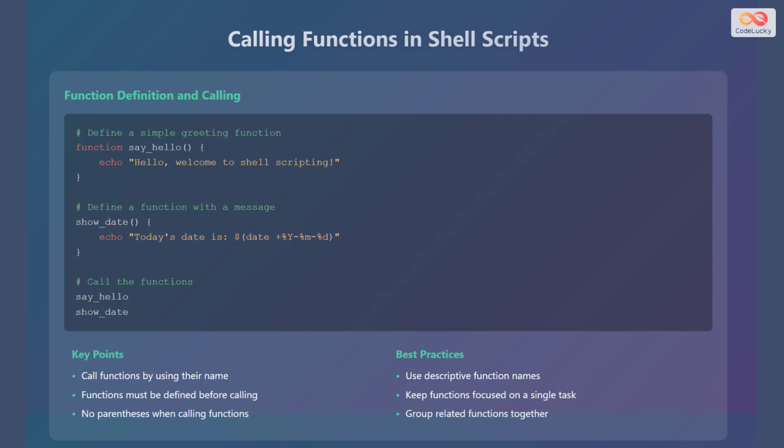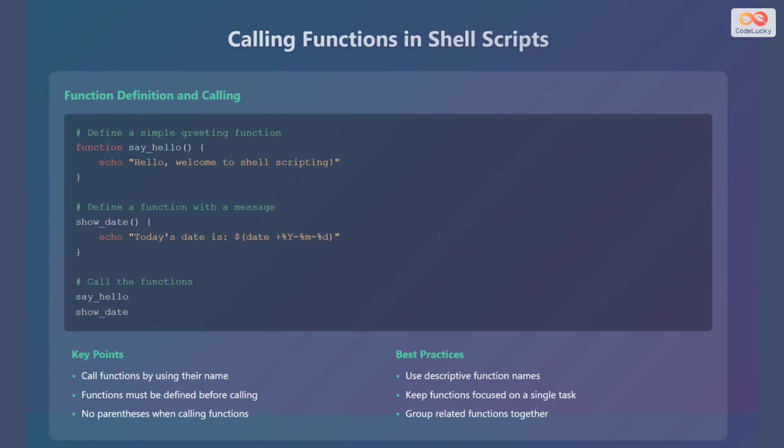Now let's call the functions. To call the functions, simply type their names in your script like say_hello and show_date. Key points to remember. Functions are called by simply using their name. Functions must be defined before they are called. There are no parentheses needed when calling functions.